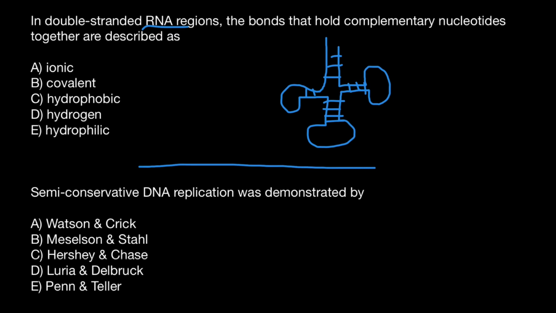And just like double-stranded DNA, RNA would be held by hydrogen bonds. So the answer is D.